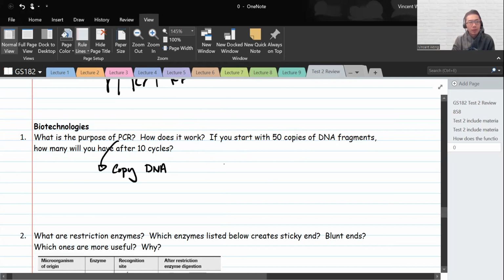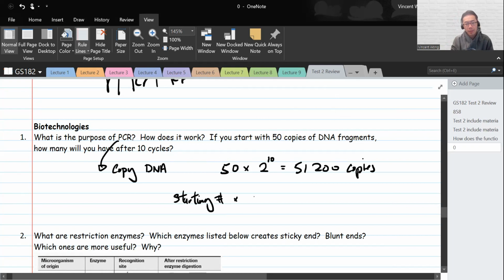cycles? Okay, so 50 copies, multiply by 2, right? You're going to do it for 10 cycles. So that's 2 to the exponent 10. You will need a calculator for the test, so make sure you bring one, and this is going to work out to be this many copies. Always have the starting number here, and then you multiply by 2 to the exponent of the number of cycles. So starting number multiplied by 2 to the exponent number of cycles.